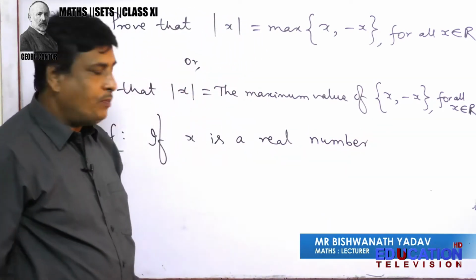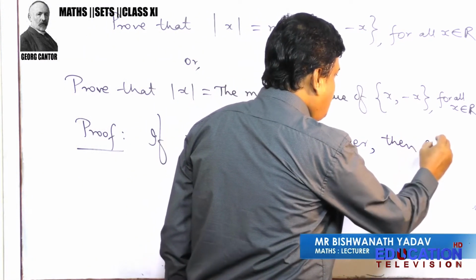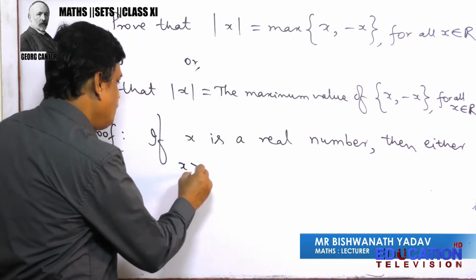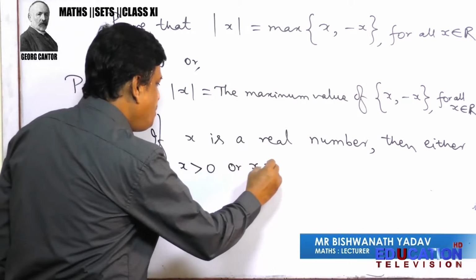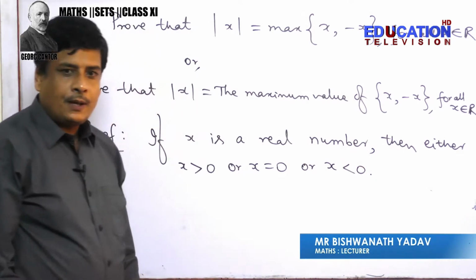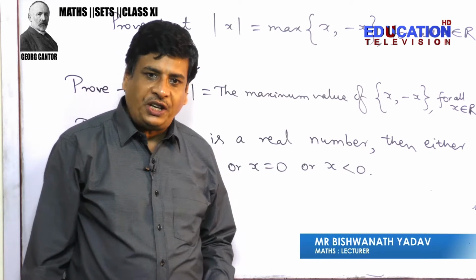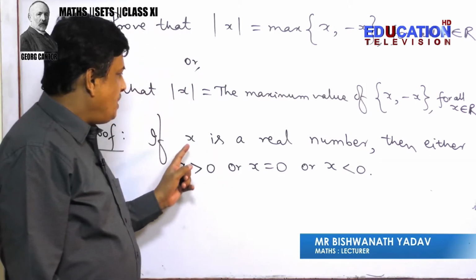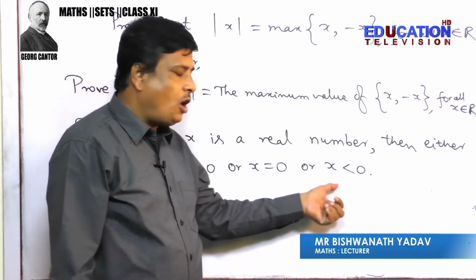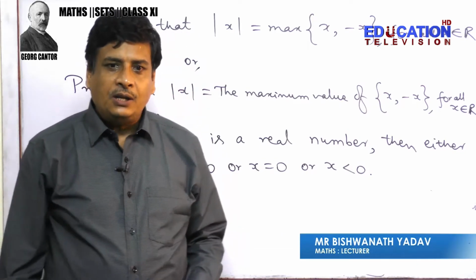If x is a real number, then either x is greater than 0 or x is equal to 0 or x is less than 0. As we know, each real number represents a unique point on a straight line. So if the number is real, it should be on the right side of 0 or at 0 or on the left side of 0. X less than 0 means x lies on the left side of 0.